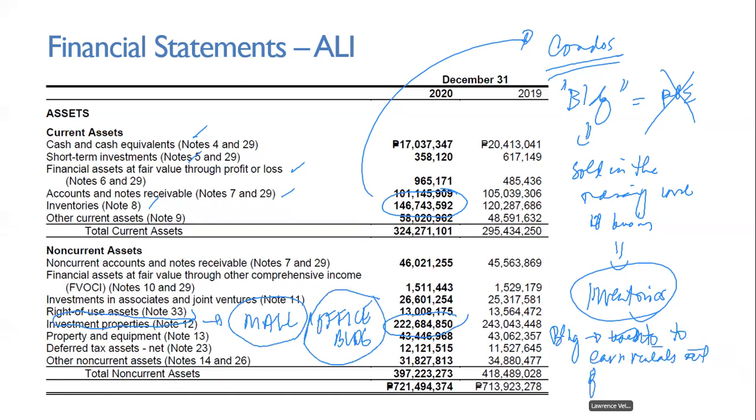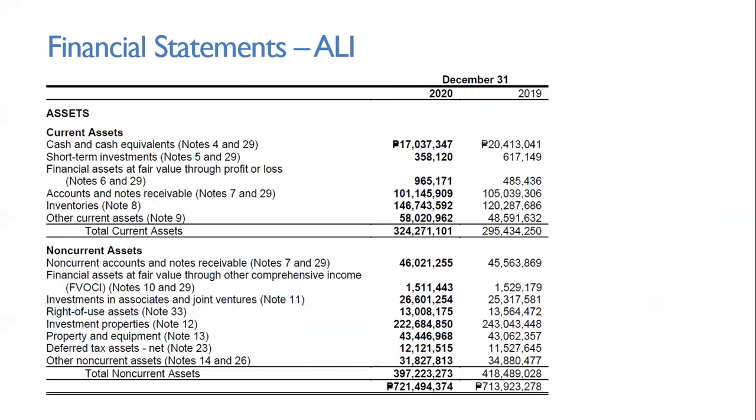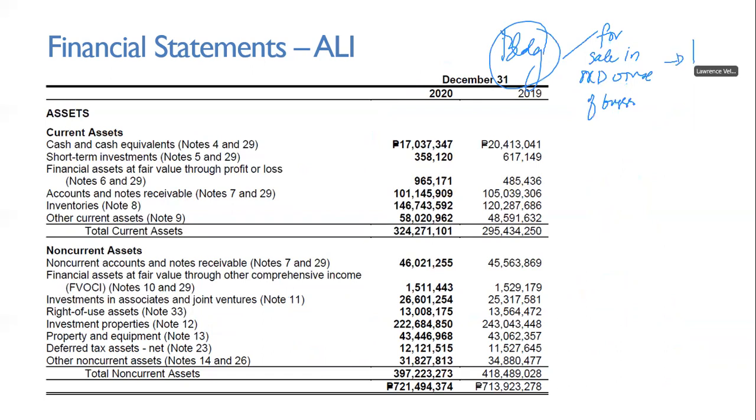Rentals out of the asset. That asset will be categorized as investment property. Okay? Let me write it again so that it's clearer. Kanina, sabi natin, there's a building. If that building is going to be used for sale in the ordinary course of business, then that building is considered inventory.